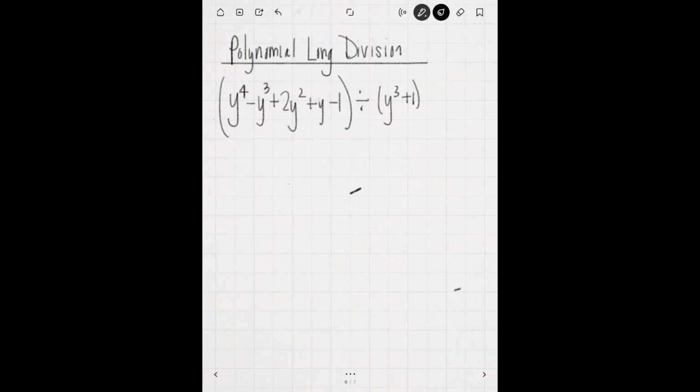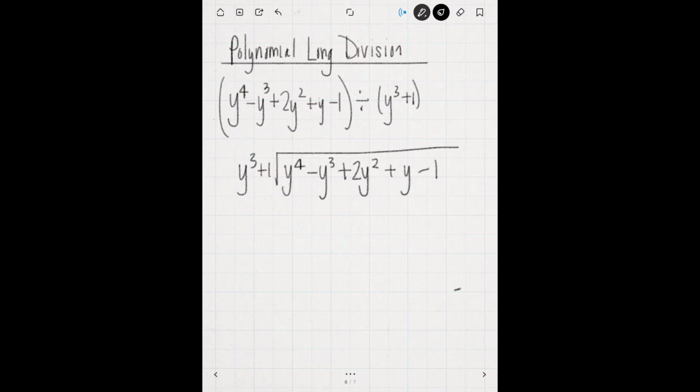So what you're dividing by goes on the outside. Y to the third plus 1 goes on the outside. Then y to the fourth minus y to the third plus 2y squared plus y minus 1.